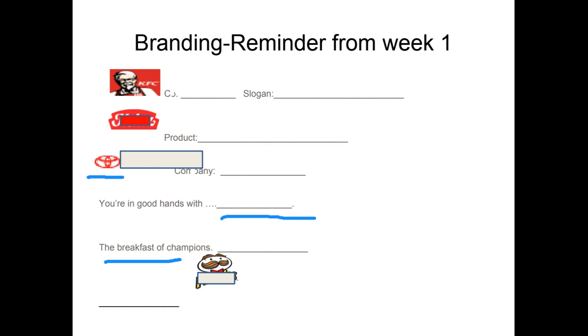What was your favorite cereal when you guys were a kid? Did you guys eat cereal as a kid? Maybe you didn't eat cereal. Cinnamon Toast Crunch was my go-to.